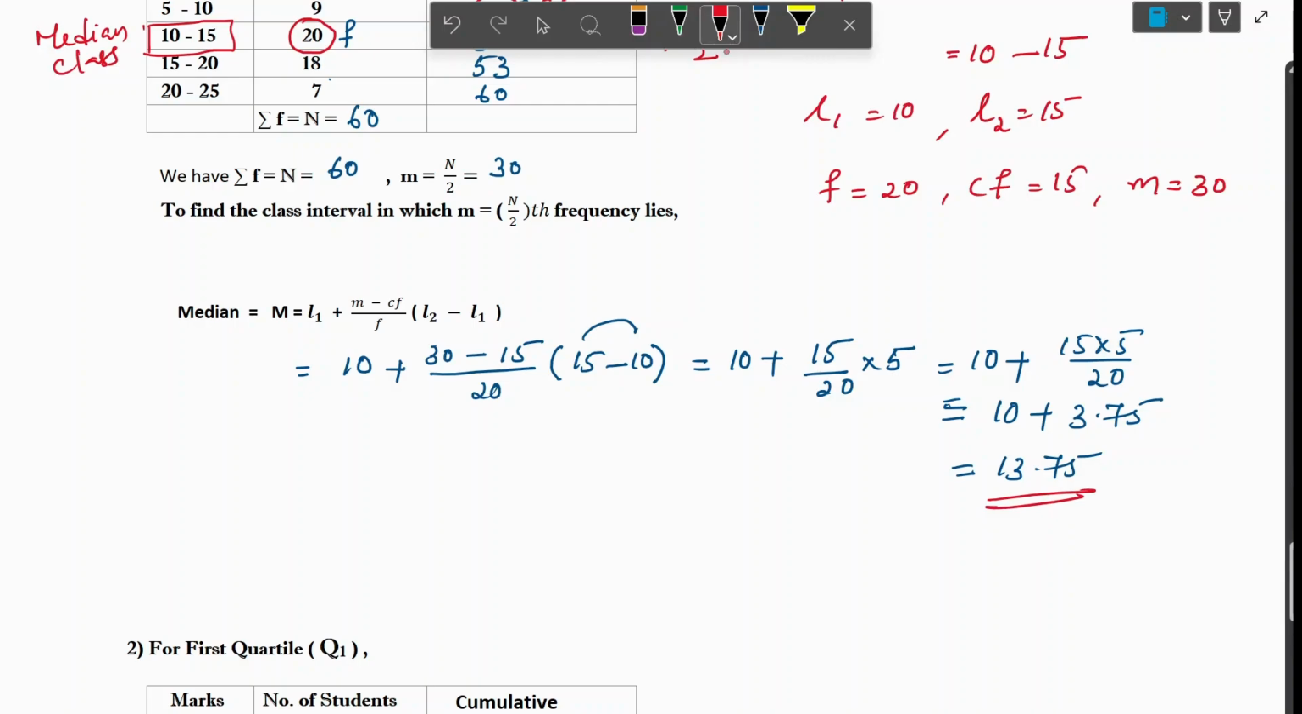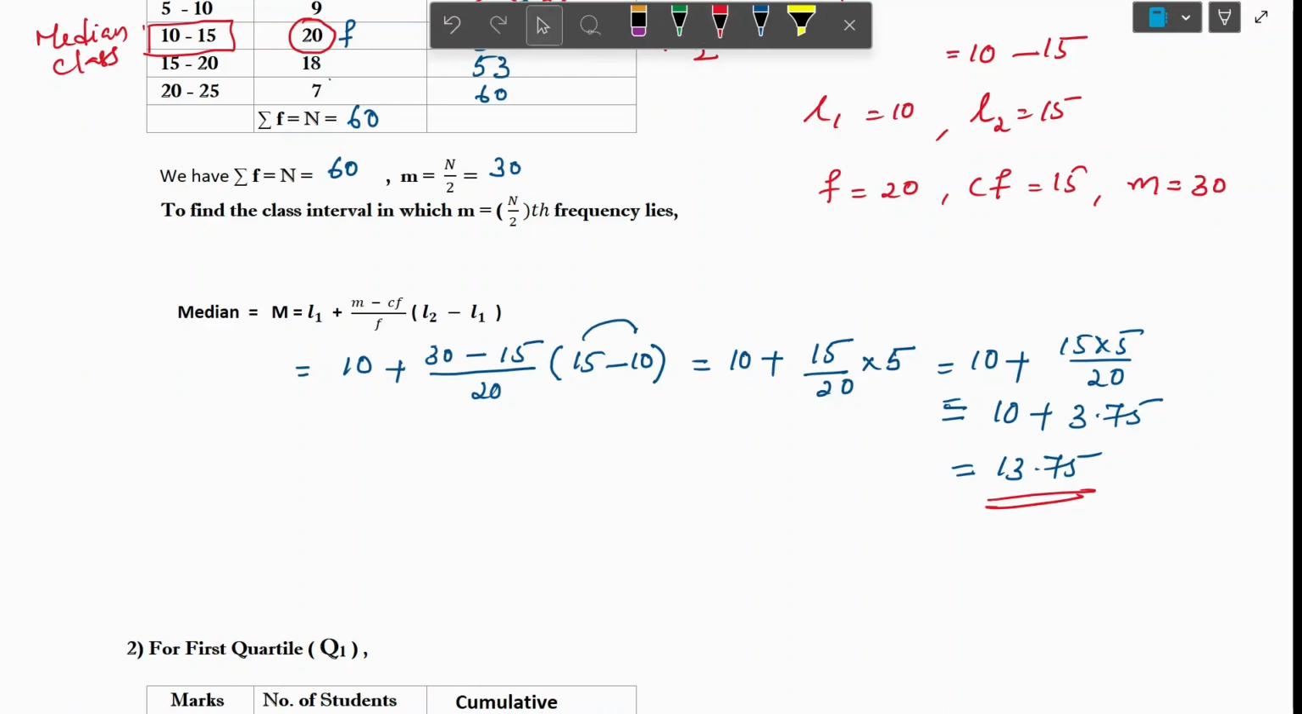I showed you how to calculate the median for a grouped frequency distribution. The formula is important. Normally the table is for 2 marks, the formula is 1 mark, and the remaining calculation again is 2 marks. Therefore, it is a 5 marks question.